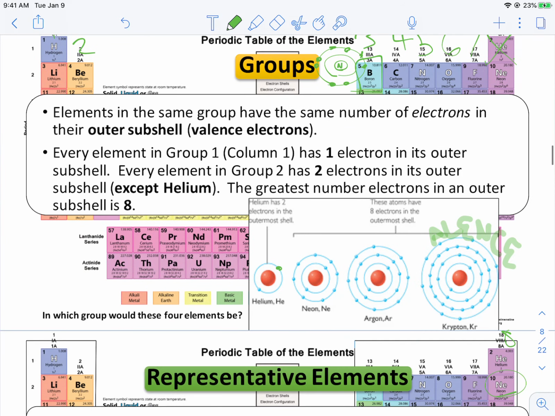So that's it. We're going to stop there for the periodic table, and then I'm going to give you a little practice to complete at home, and that's it.